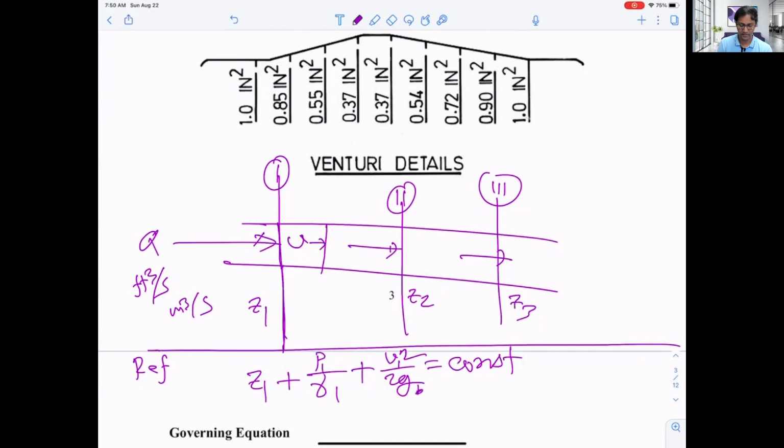So why is that? That is the ideal situation, right? When the situation is ideal, then you will have that constant energy. This is called total energy or total head. We call it head. Why are we calling it head? Because of the unit. See here, the unit is a unit of length, either in feet or in meters.